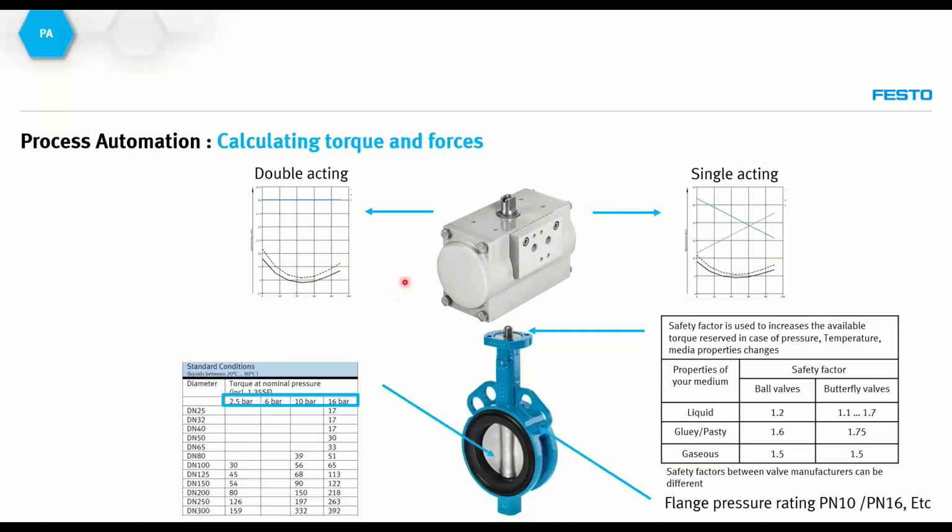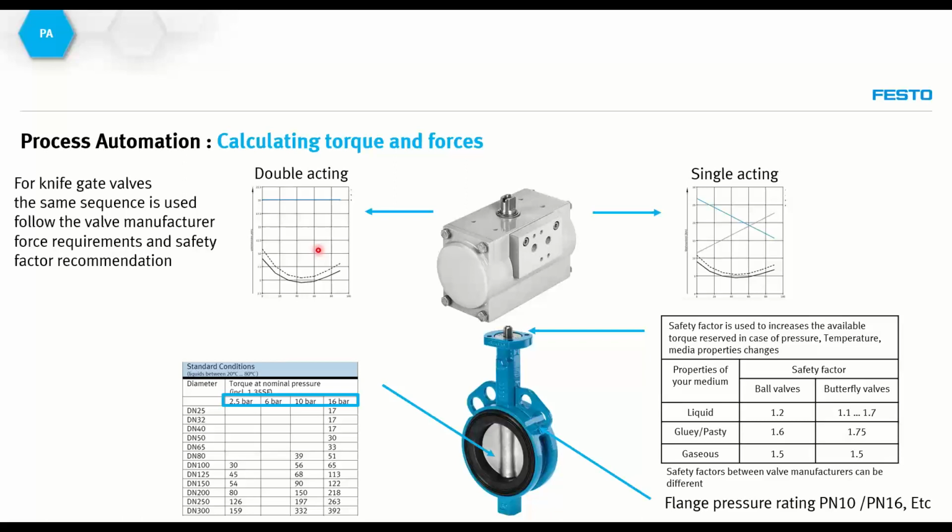Last but not least is the type of actuation. In our case, for the rotary movement, we can select whether it's double acting or single acting. Then the next step is to know how to select my actuator. But before we carry on, also to highlight that for knife gate valves, we use the same sequence or the same principle of selecting the right actuator, but we should follow the valve manufacturer's force requirements and safety factor recommendations.